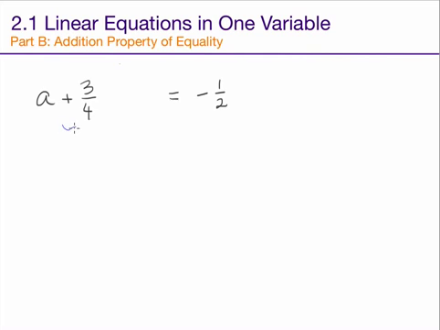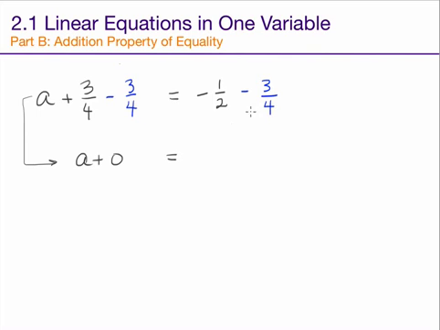I need to figure out how to get rid of this thing that's stuck to a. In other words, 3/4 more than a is -1/2, but what is a? Well, if 3/4 more than a is -1/2, then 3/4 less than that quantity will be my value for a. So I'm going to subtract 3/4 from both sides. a plus 3/4 minus 3/4 is a plus 0, or just a. In other words, you don't have to write this step this way.